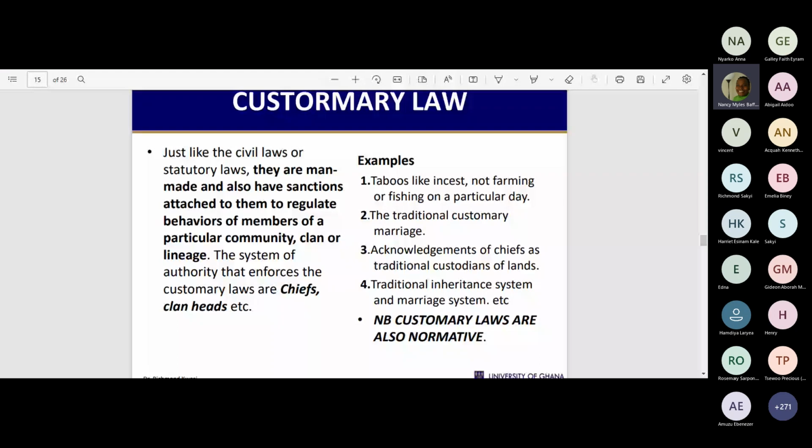You don't go farming on such and such a day, and so on. These are all customs. I'm just showing you instances. And you are not supposed to have a choice about it. You have to obey. Look on your screen to the right side.